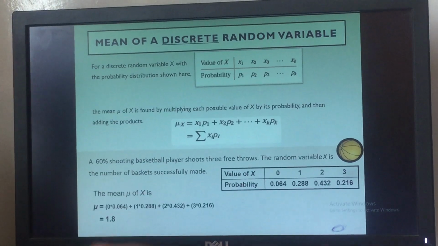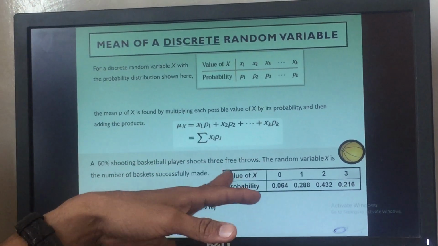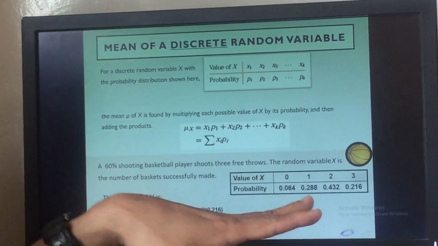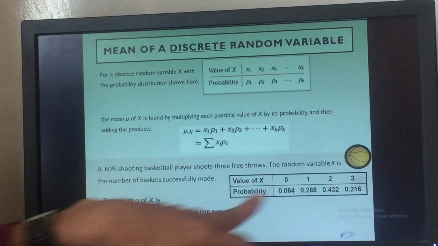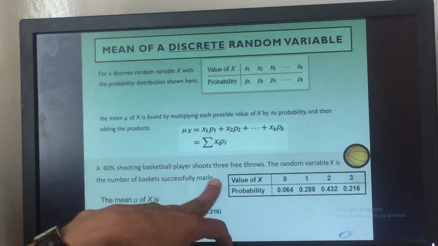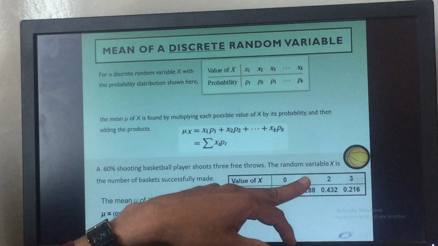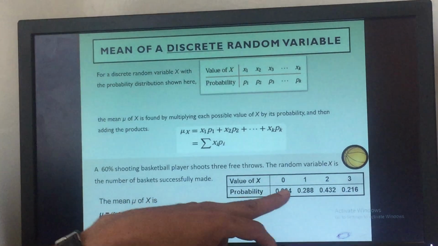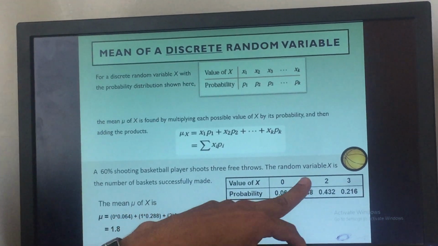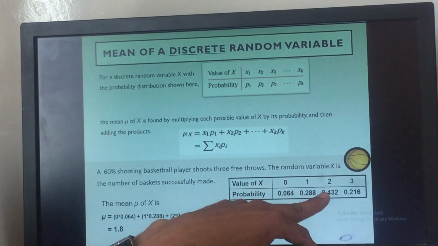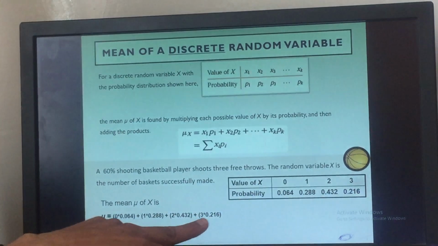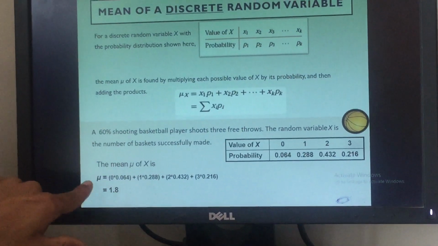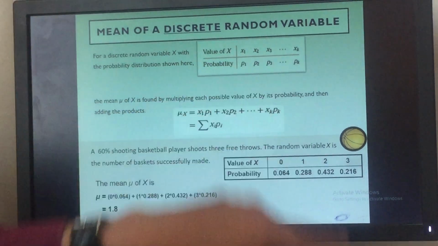Now we have an example: a 60% shooting basketball player shoots 3 free throws, and the random variable x is the number of baskets successfully made. So x can be 0, 1, 2, or 3 baskets, and we have the probabilities. How do we calculate the mean? 0 times 0.064, plus 1 times 0.288, plus 2 times 0.432, plus 3 times 0.216, right? We add up and it becomes 1.8. This is the mean of a discrete random variable.